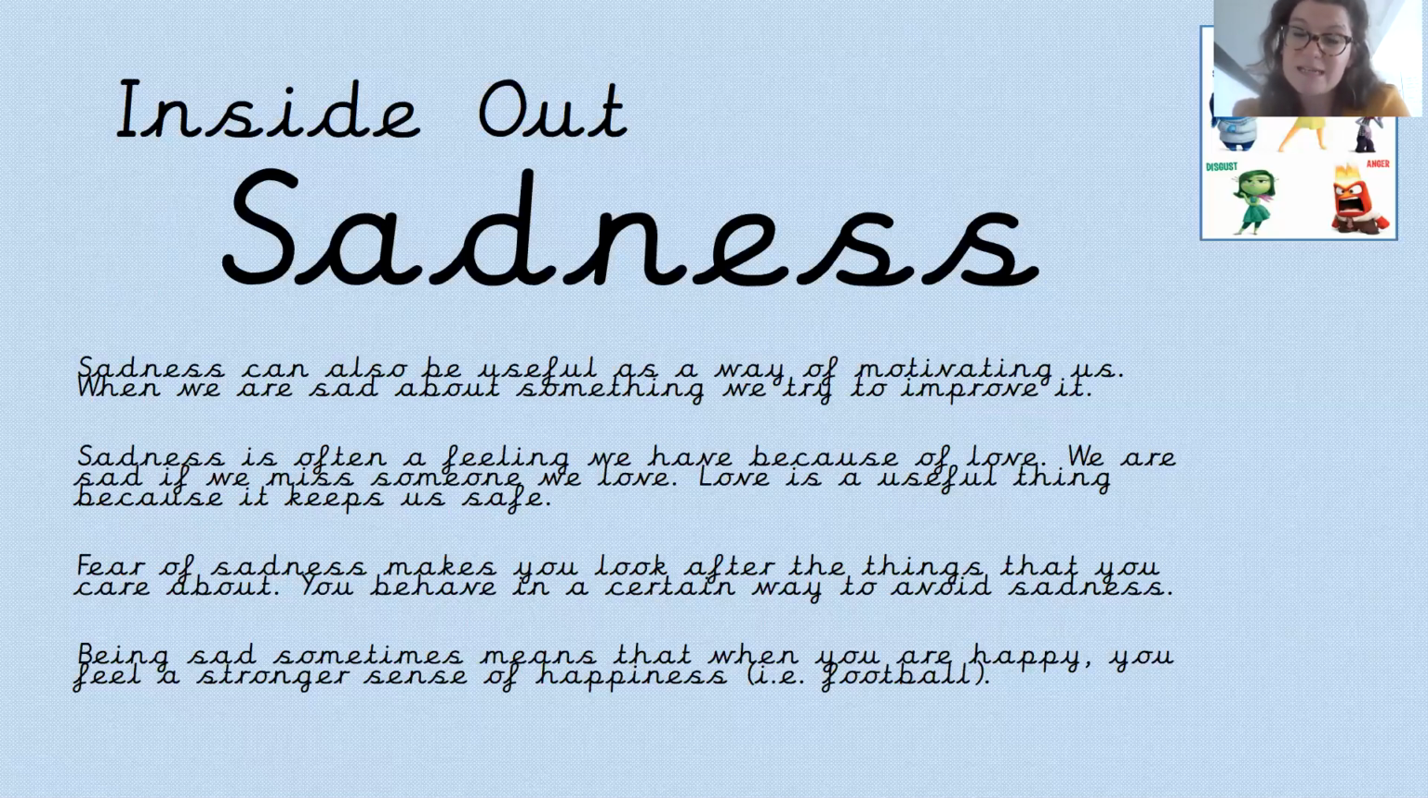Being afraid of sadness, so not wanting to be sad, is useful because it means that you look after the things you care about. You behave in a certain way to try to avoid sadness. So, for example, you don't want to lose your favourite toy because you'll be sad. So you look after your favourite toy. And that means that you behave in a sensible way.